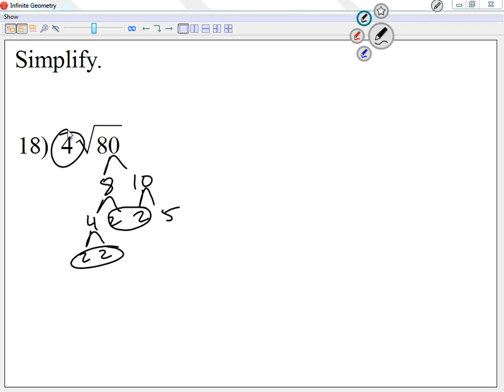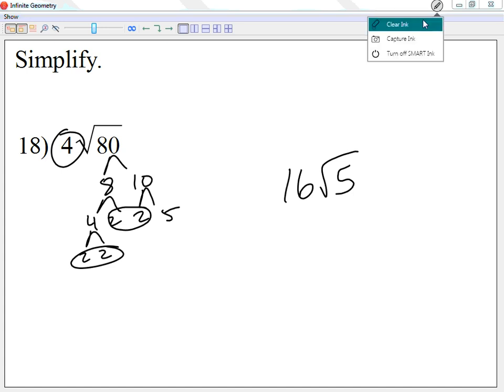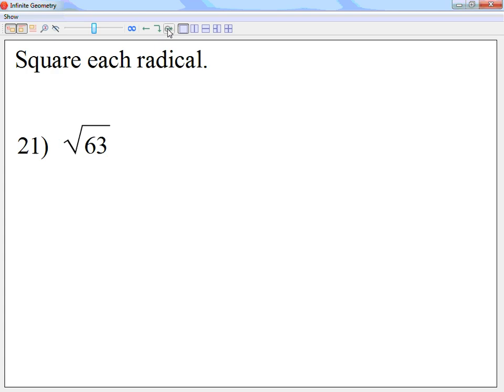So what do we have on the outside? 16. What do we have on the inside? 5, okay. So 16 radical 5. Good? And I multiply 2 times 2 times the 4 on the outside. Okay, so that was not bad.